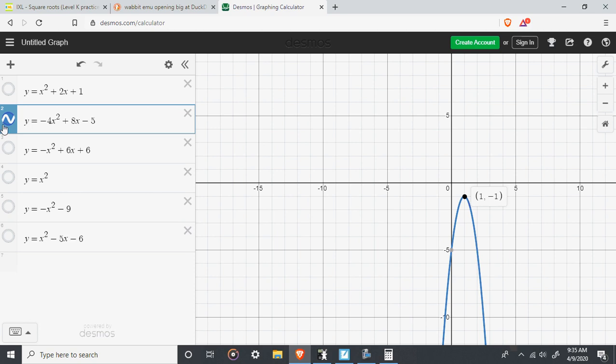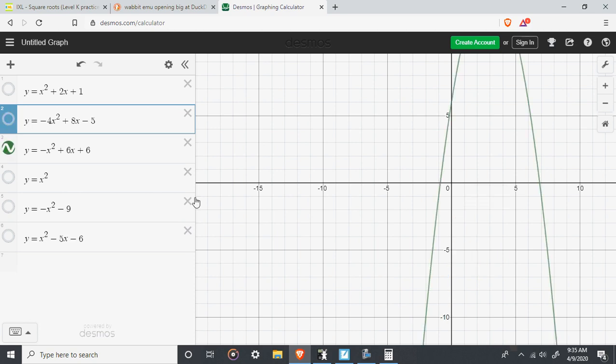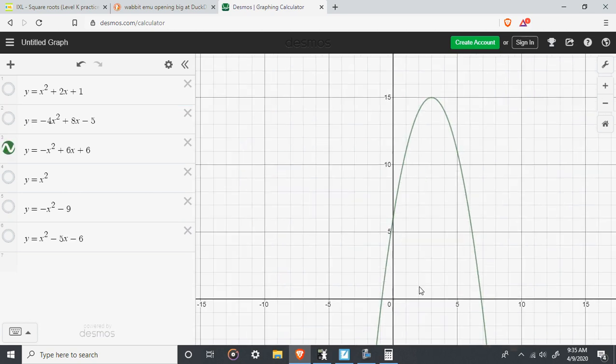Here, again, they said, what's your y-intercept? Your y-intercept is 6. And count the boxes: 1, 2, 3, 4, 5, 6. Good? In this case, what is your maximum? Well, I went over 3 and I went up 15. So your vertex is 3 across, 15 up, and what's your maximum? 15.